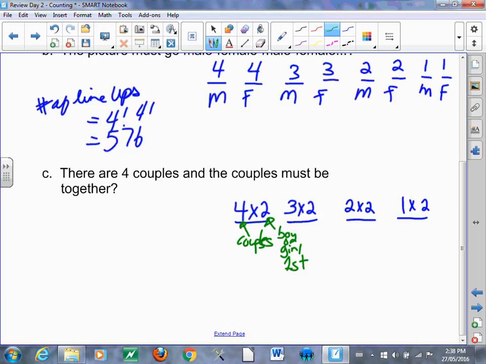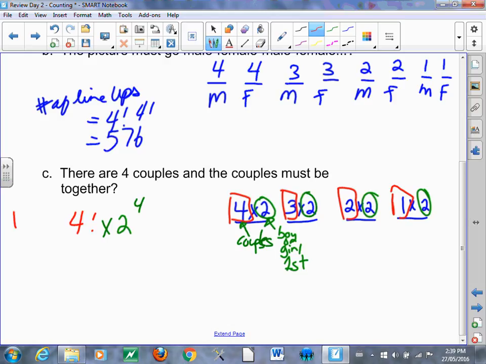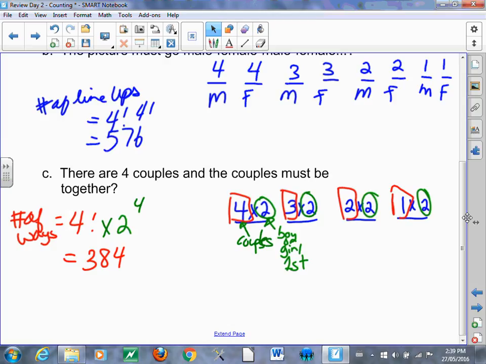What you can take a look at is that we've got times 2, how many times? 4 times. So that's going to be 2 to the 4, and then what do we recognize? Hopefully you recognize this pattern, guys, as 4 factorial. So the number of ways or lineups equals 4 factorial times 2 to the 4, which is 384 ways.